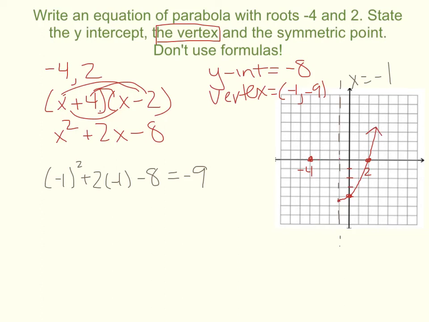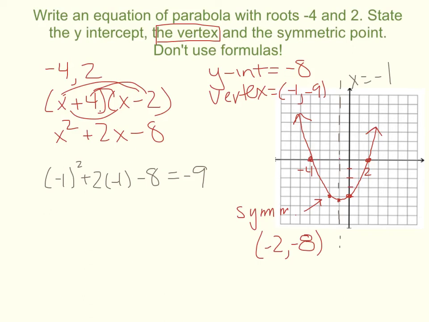We can start drawing this in, and then on this side we need a symmetric point, exact same way we did it before. Again, same y as the y-intercept. And then our x, we were 1 here, so we're 1 here. And now we can connect in a nice smooth curve. So our symmetric point will be -2, -8. And there's our parabola.